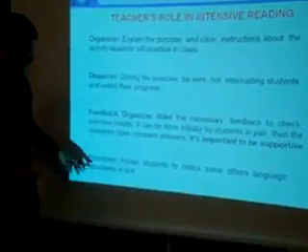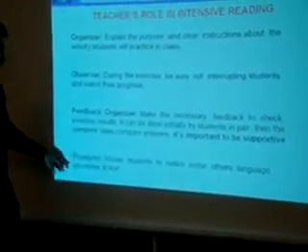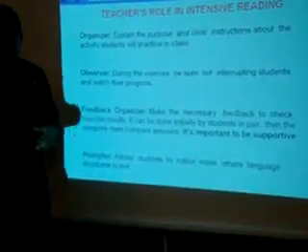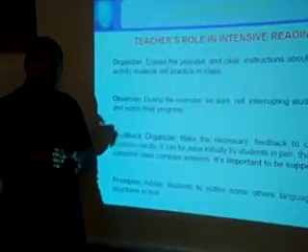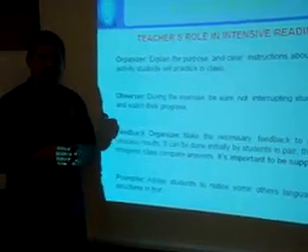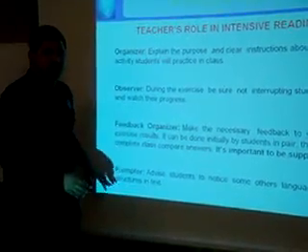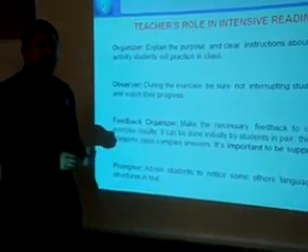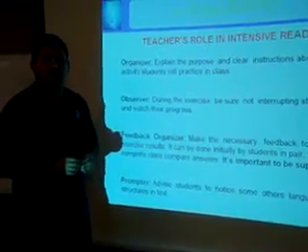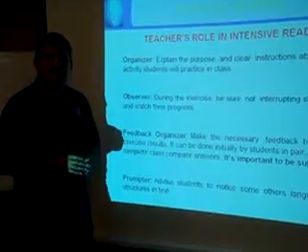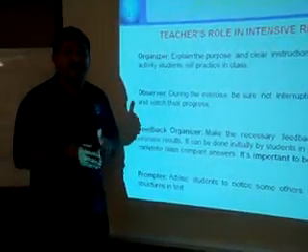And the last one is to be a prompter. Advise students to notice other language structures in the text. When they are studying, they can notice another structure that is not in the text at the moment, or that you are not practicing at the moment. So you could give them some clues so they understand another important topic, so they can investigate it later.